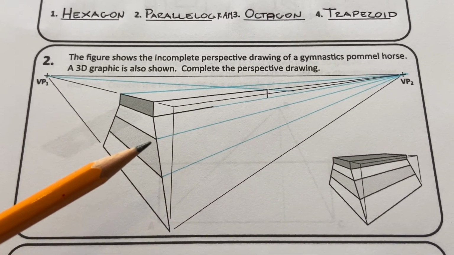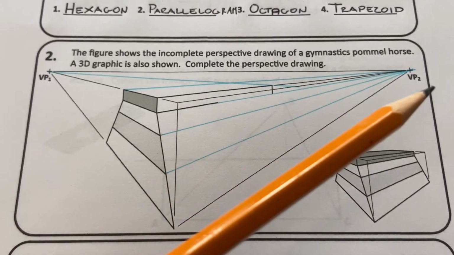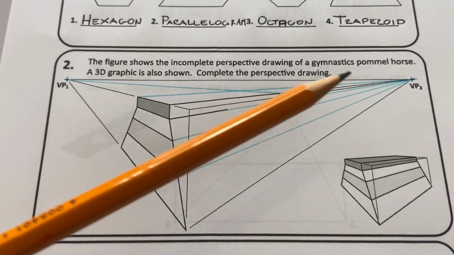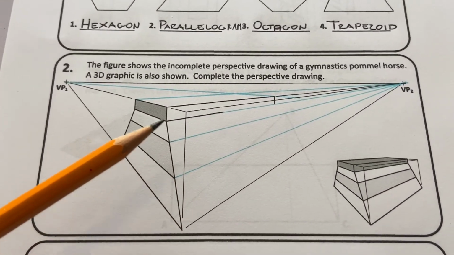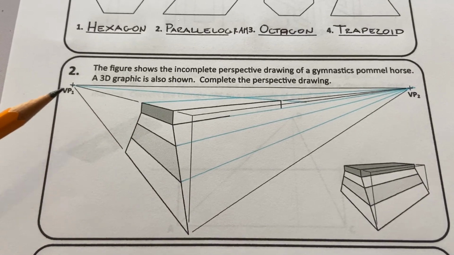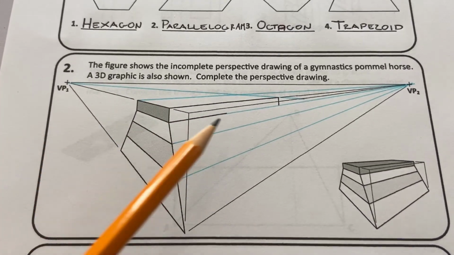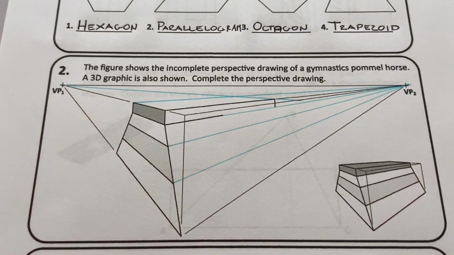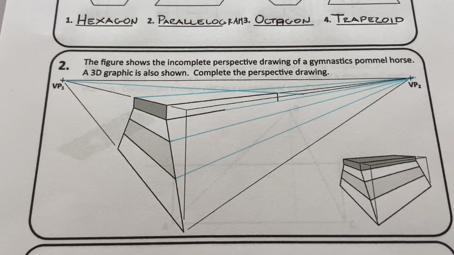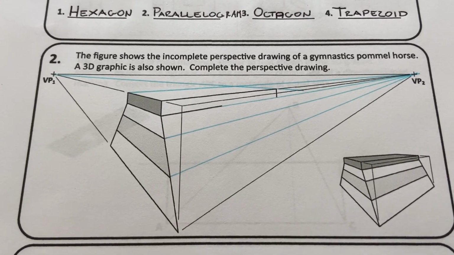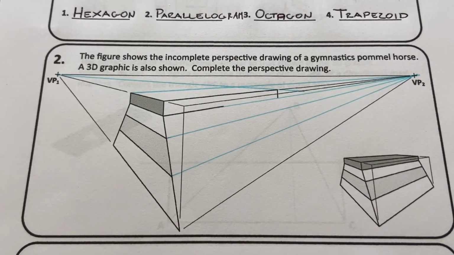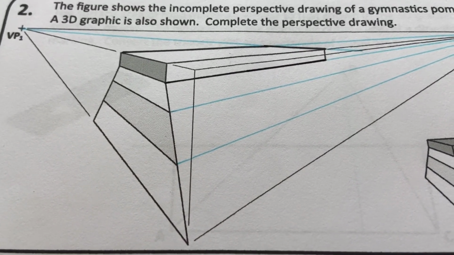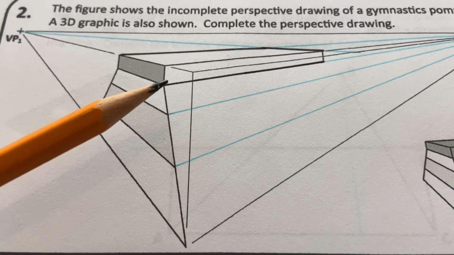So these 2 sides here, or these 2 points, I have projected over to VP2. I've extended all the lines running in that direction over to VP2. And all the lines going in this direction converge on VP1. So this corner here converges onto VP1. So the first thing that we do is we extend all of the important lines and points back to the vanishing points.